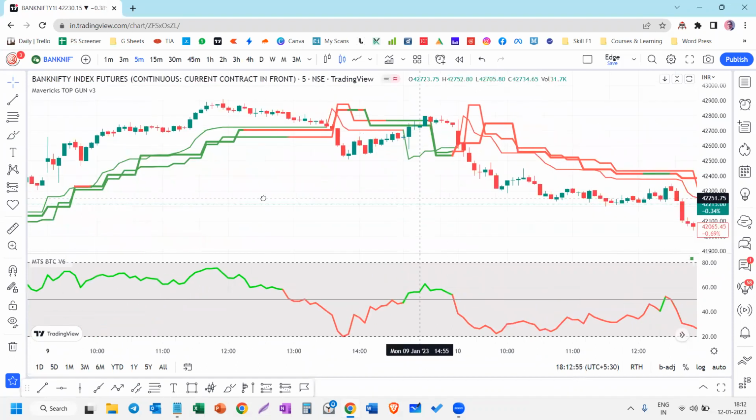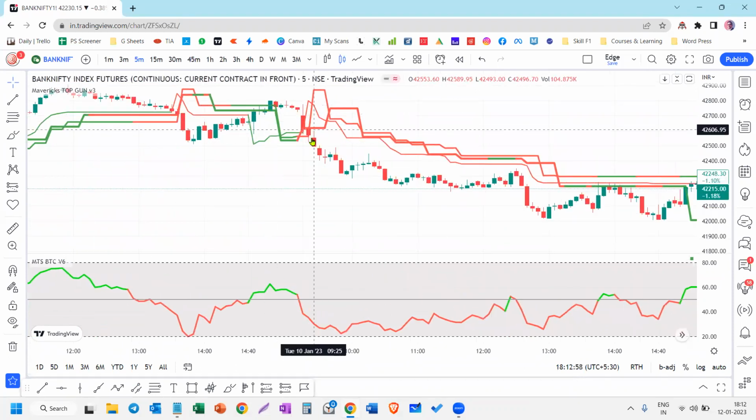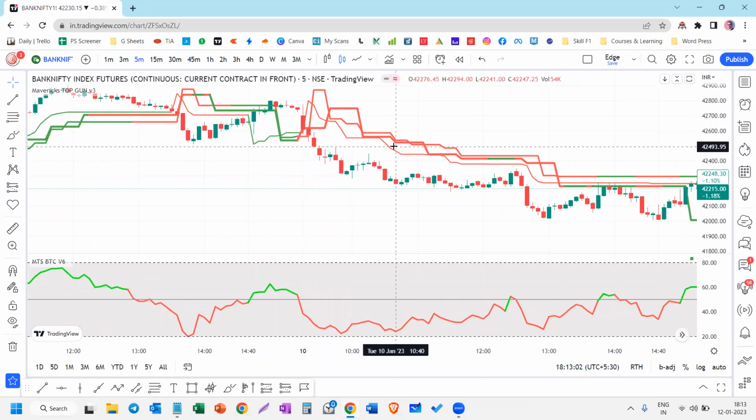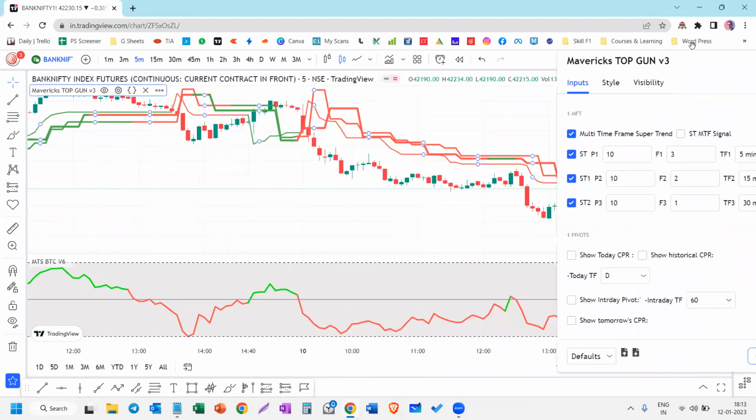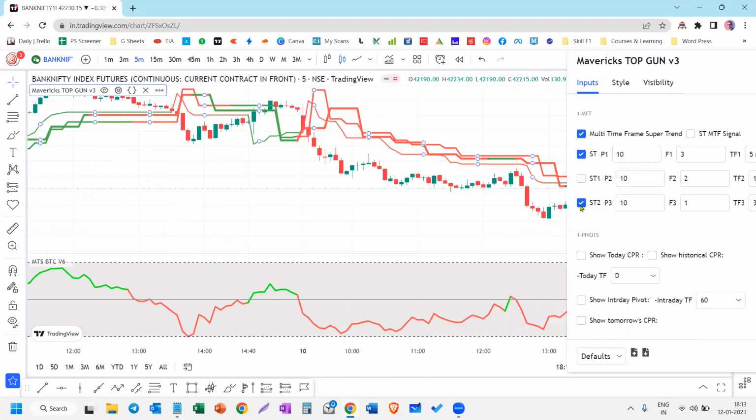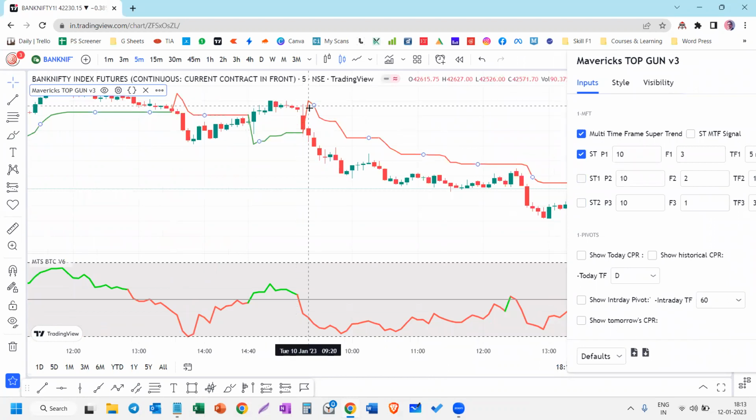Let's take this one. All 3 time frames and trends are in the same direction. So how do you initiate this? Very simple. Always keep the first super trend on. So this is your 5-minute. You can also trade using 10-3 in 5 minutes if RSI is below 50.